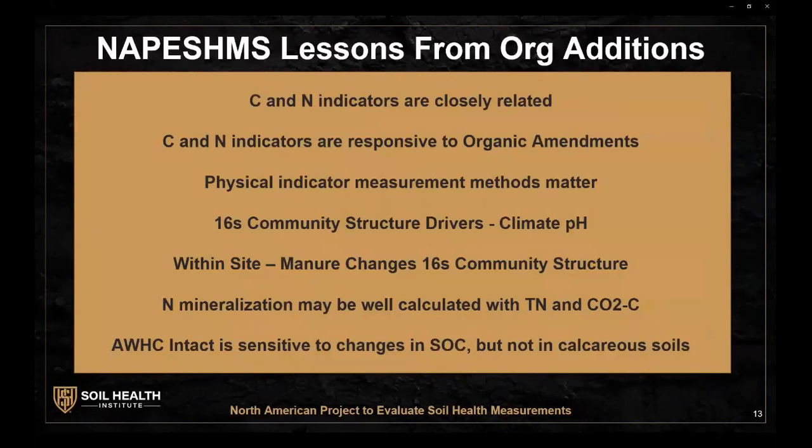I know I showed a lot of data here. Here are the main points. Carbon and nitrogen indicators are closely related. Carbon and nitrogen indicators are responsive to organic amendments. Physical indicator measurement methods matter. 16S community structure drivers of climate and pH were pretty strong, but then within a site, we can see that manure changes the 16S community structure. Nitrogen mineralization may be well calculated using total nitrogen and carbon dioxide respiration, and available water holding capacity using intact methods is sensitive to changes in soil organic carbon, but not in calcareous soils.